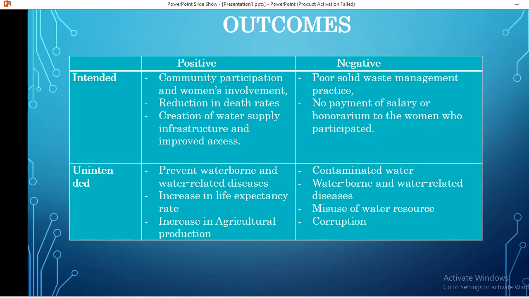Some of the unintended outcomes of the project are, the positive ones are prevention of waterborne and water-related diseases, increase in life expectancy rate, increase in agricultural production, and the negative ones are contaminated water, waterborne and water-related diseases, misuse of water resources, and corruption in the project.